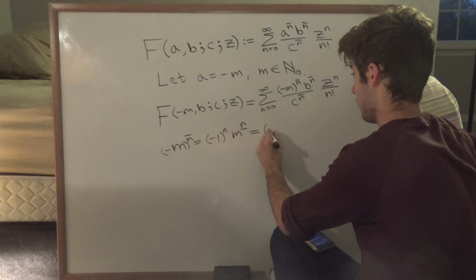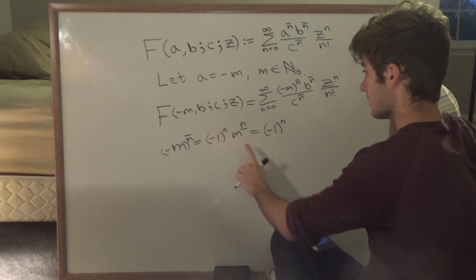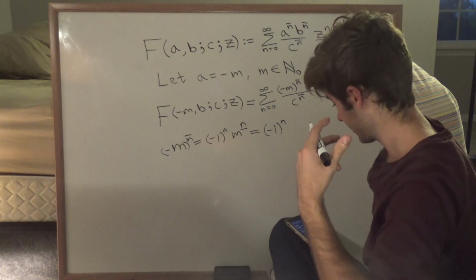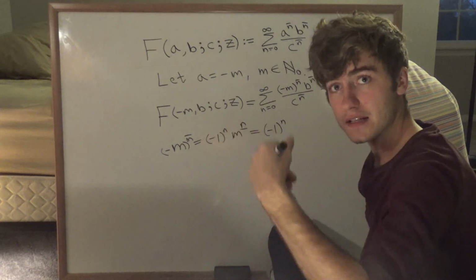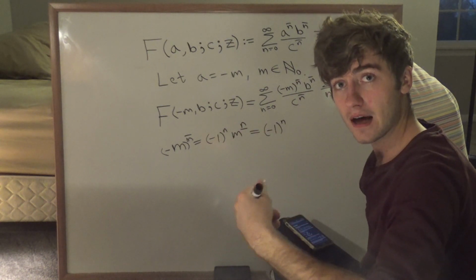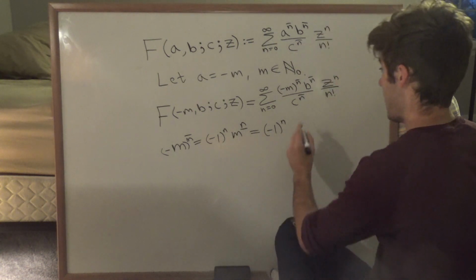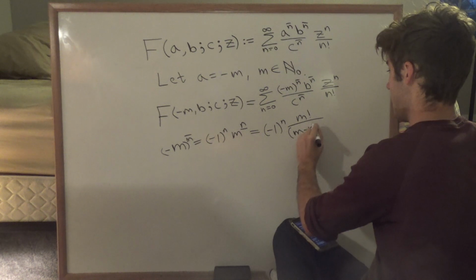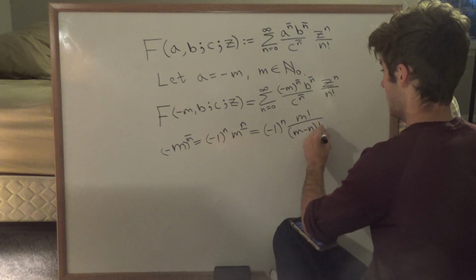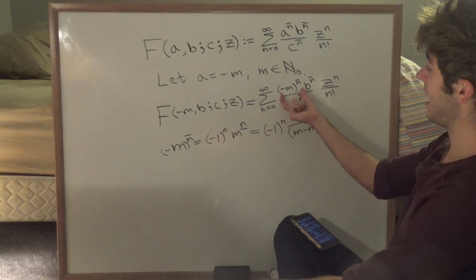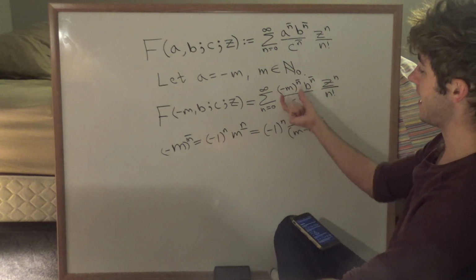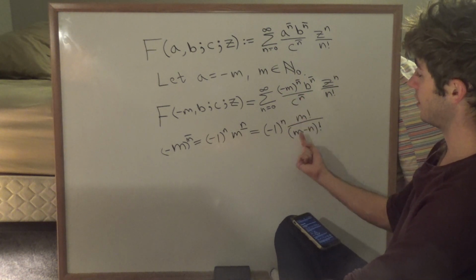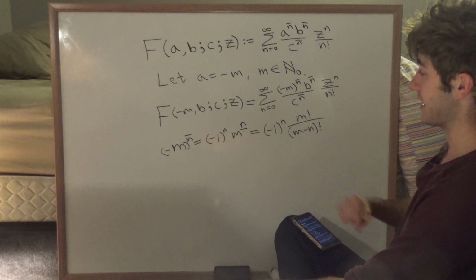We got to keep the -1 to the n there. But now remember, the nth falling factorial is like m choose n, but you're not dividing by n factorial, right? It's just m factorial divided by m minus n factorial. Right, so we can replace this nth rising factorial of -m with -1 to the nth power times m factorial over m minus n factorial.